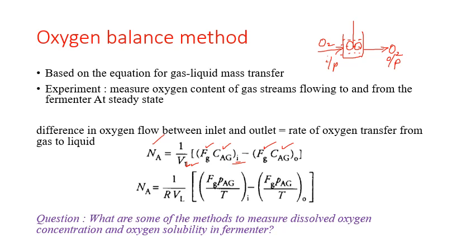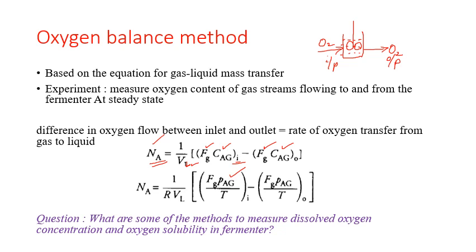So this quantity divided by the volume of liquid in the fermenter would give you the value of oxygen that is transferred into the reactor. Now, in an actual fermenter, the concentration of oxygen is usually measured as partial pressure. So you can replace CAG here with the partial pressure of oxygen, PAG, or partial pressure of oxygen in the gas phase. Okay, so that's based on your universal gas equation, right?